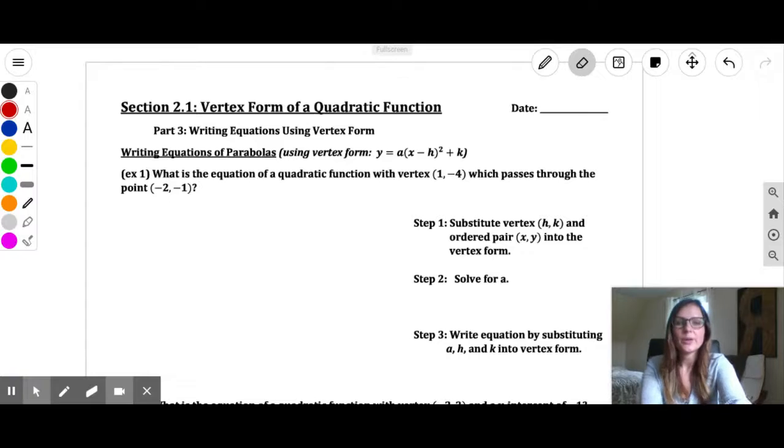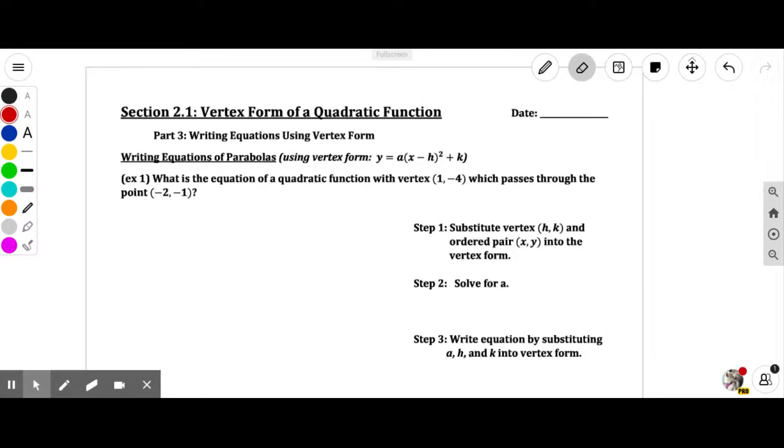Okay, so this next lesson is more of vertex form, but we're going to use vertex form to write equations of parabolas. So here we go. Remember that right here is vertex form. What we're going to do is be given a point on a parabola and the vertex of the parabola, and we're going to be writing the equation of it.